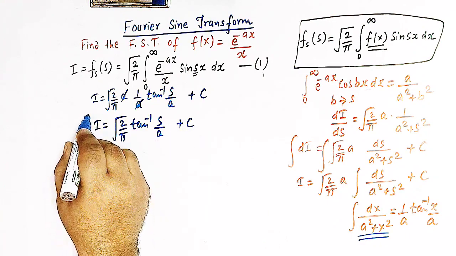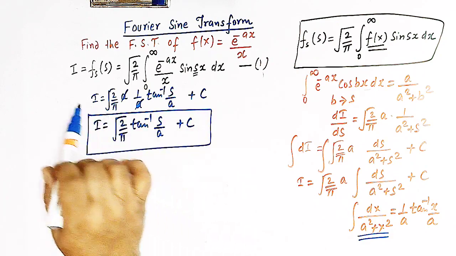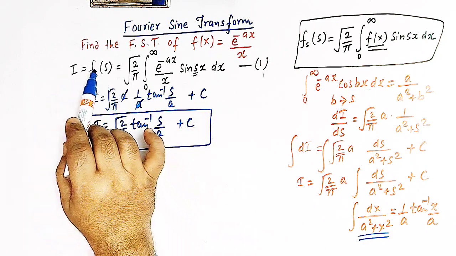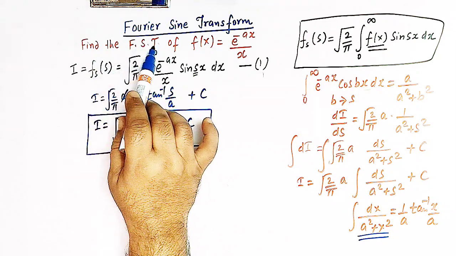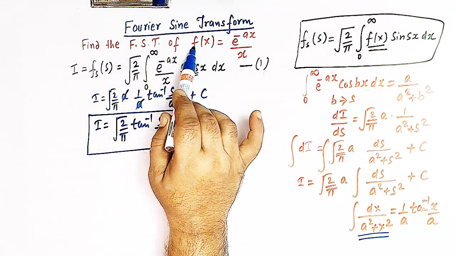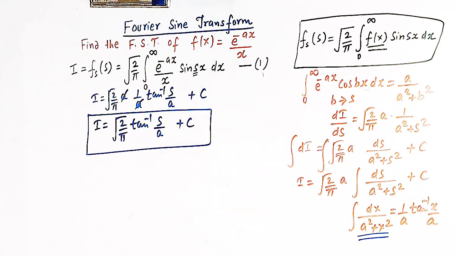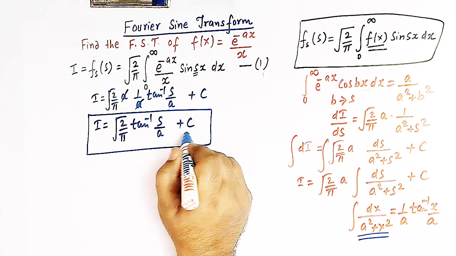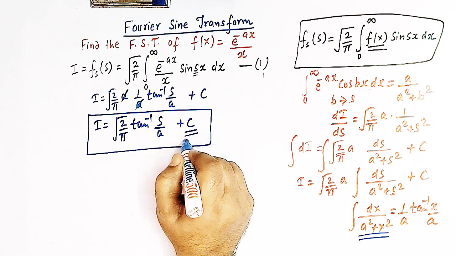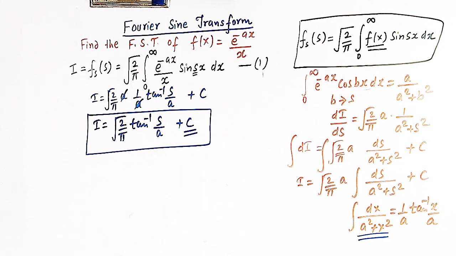So this is the value of the integral I, which is also the Fourier sine transform of this function e raised to minus ax over x. Now our aim is to find the value of this constant of integration.